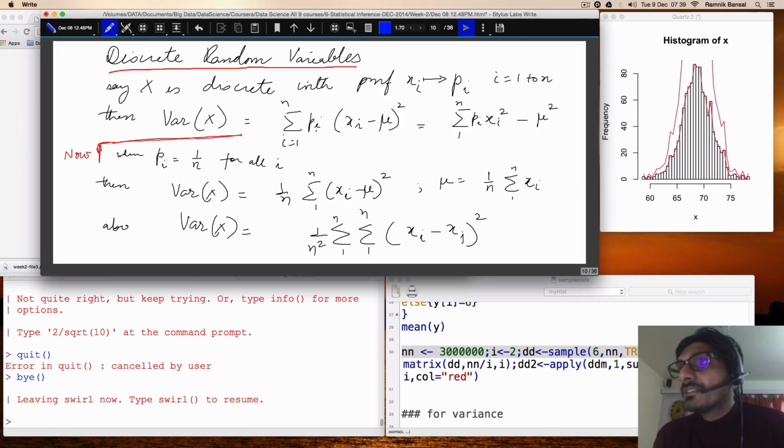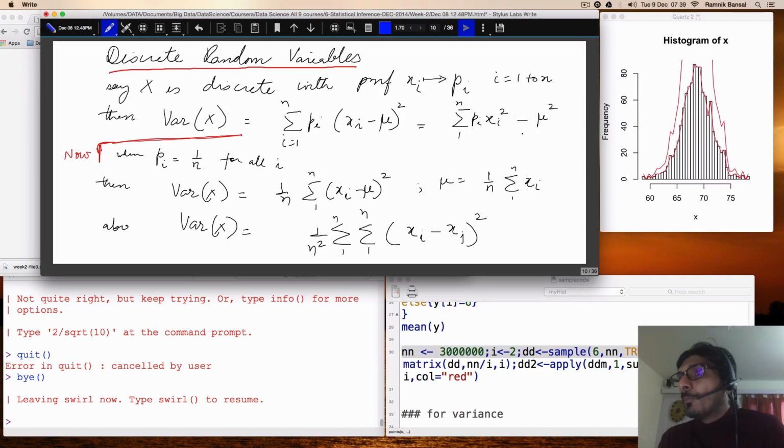It's nothing but the summation of probability pi into xi minus mu, the whole square, for i equal to 1 to n. So this is what I get as the answer. Is this clear? So simple maths here. I can replace this by the summation of probability pi into xi square minus mu square, right?